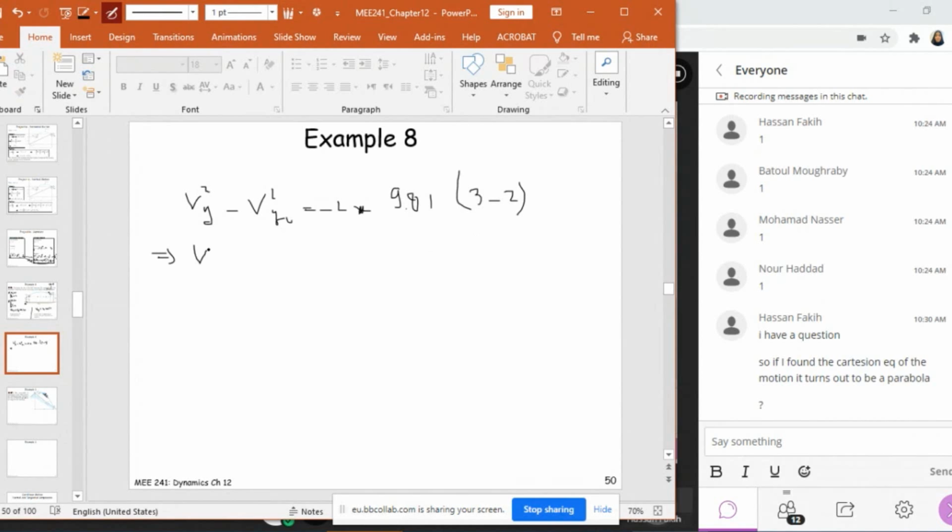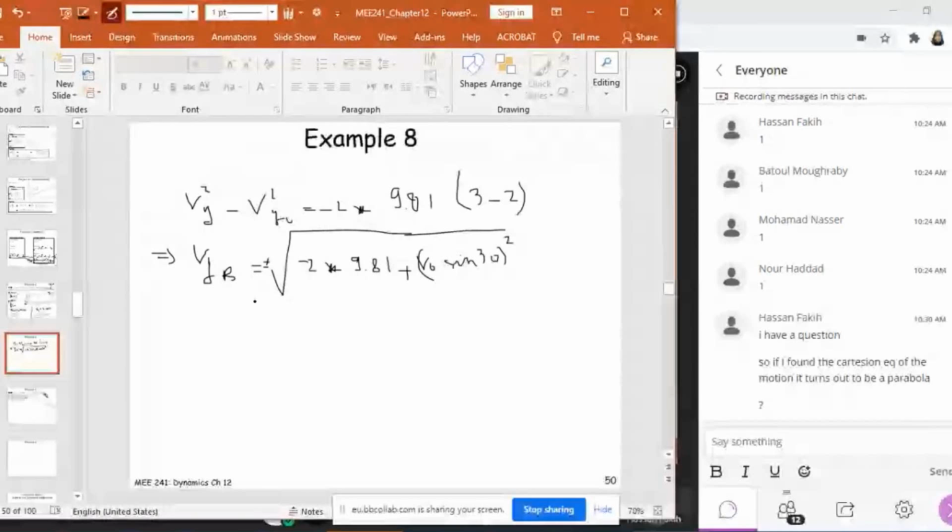Now, what about v squared y that I can find? This is vyb. So vyb will be equal to radical plus or minus. You're gonna, guys, tell me if this is a plus or if this is a minus. Minus 2 times 9.81 plus v squared y0 that I found earlier, which is v0 sine 30 squared. Guys, what do you think? vyb will be positive or negative?